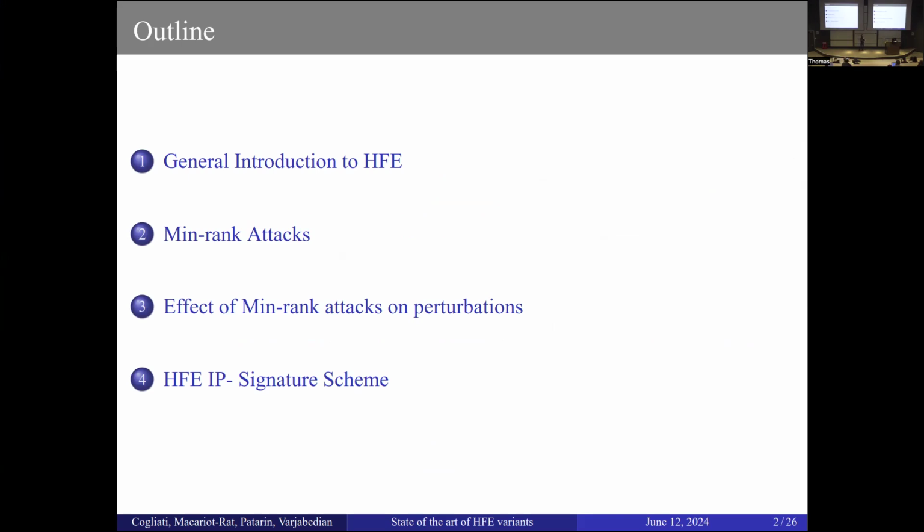Then I will talk about MinRank attacks that we talked about just now, and the effects of the MinRank attack on the perturbations that we are using currently on HFE. And finally, I will give you another scheme, HFE IP minus, which is a signature scheme that we have created.